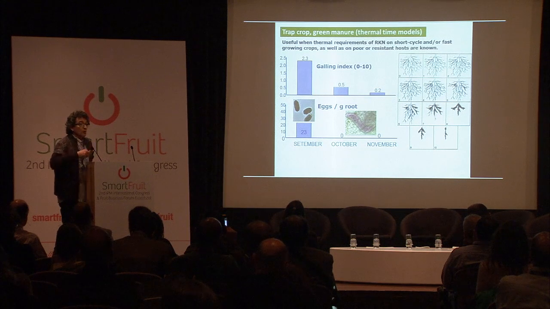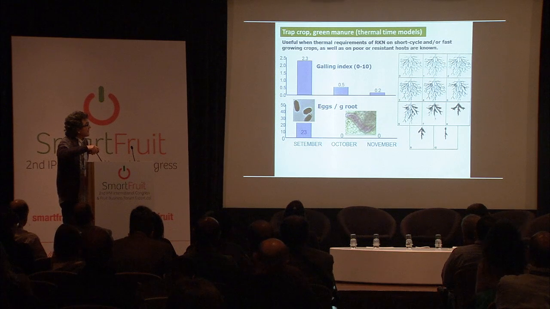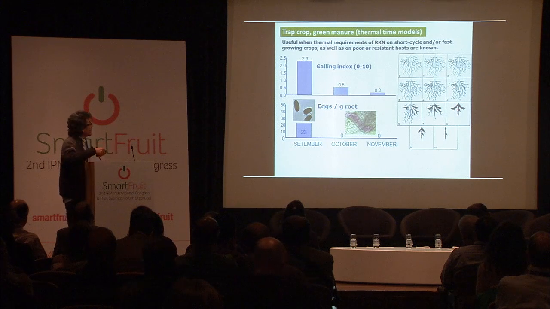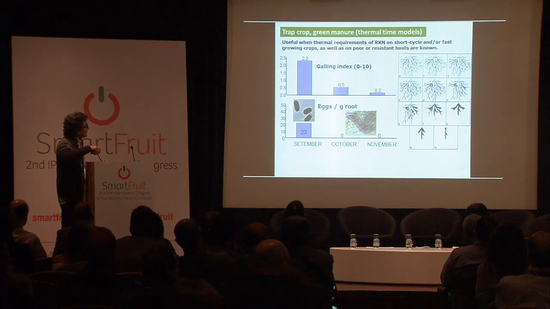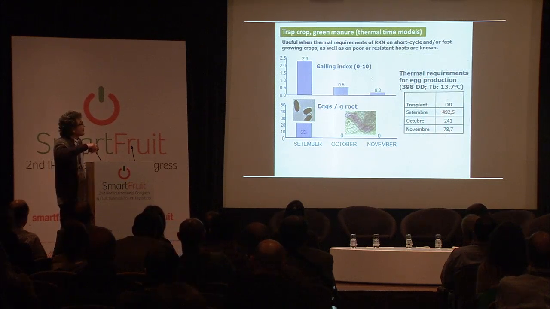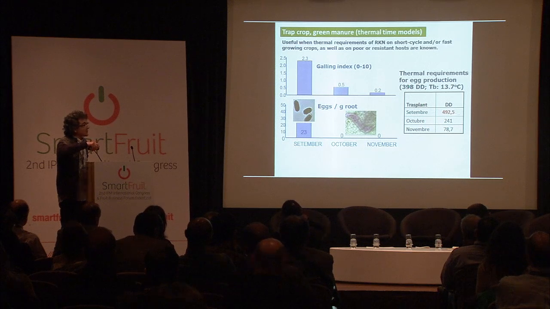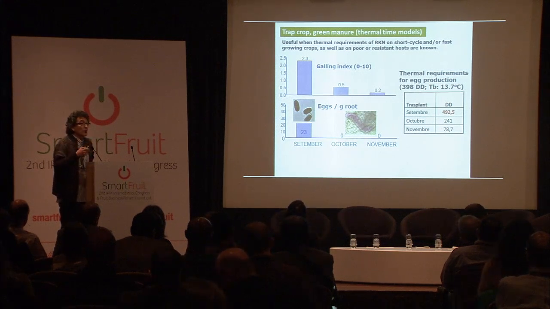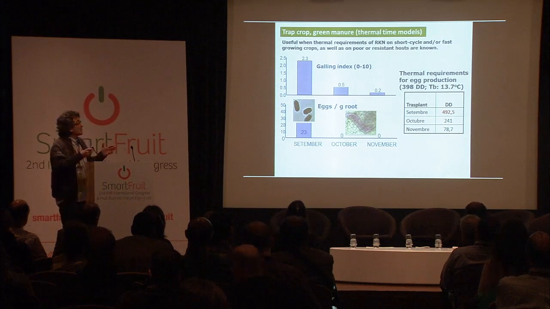Here we have a lettuce crop planted in September, October, or November. And what you can see from the galling index, i.e. the severity of the disease caused by the nematode, is that the nematode infects the plant and causes these galls. There's an infection in September and in October and November, but it's only in September when there's reproduction. If we look at the thermal requirements of nematodes in lettuces, we can see that the only month when the accumulated temperature was sufficient for reproduction was September, not October or November.